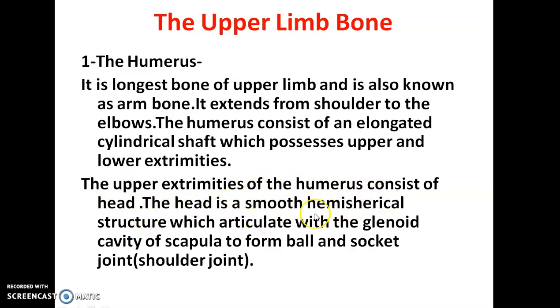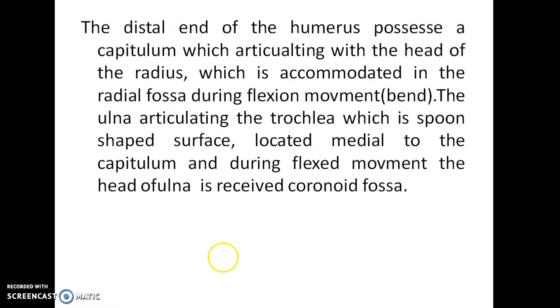The head is a smooth hemispherical structure which articulates with the glenoid cavity of the scapula to form the ball and socket joint. Where the humerus is attached to the scapula, there is one joint. That joint is called the ball and socket joint. The distal end of the humerus possesses the capitulum which articulates with the head of the radius.